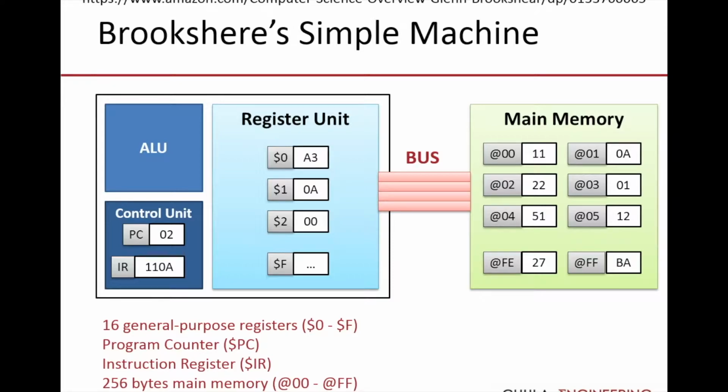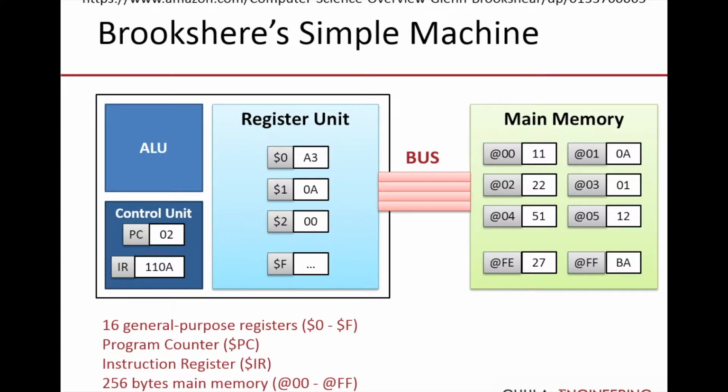In order to make these video clips easier to understand, we will use the Brookshear Simple Machine. The Brookshear Simple Machine is a fictional, prototype CPU that's mentioned in the book Computer Science: An Overview by Glenn Brookshear.